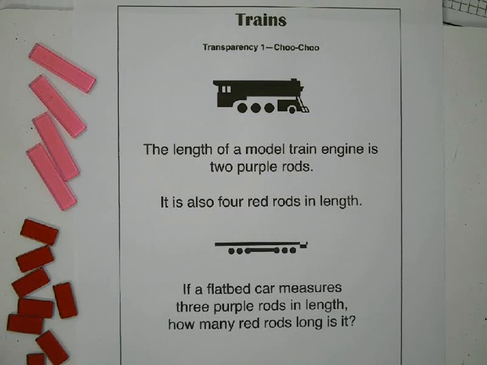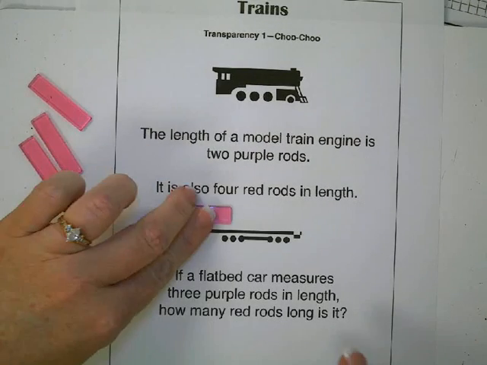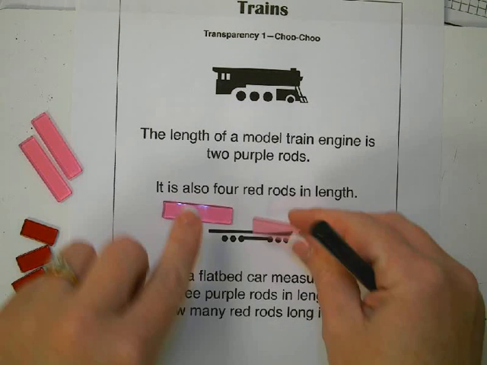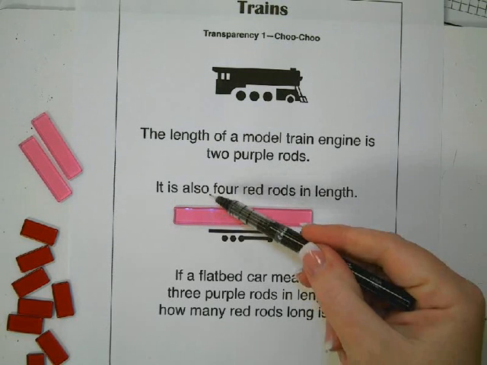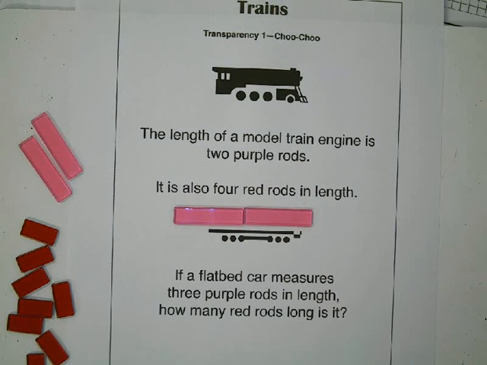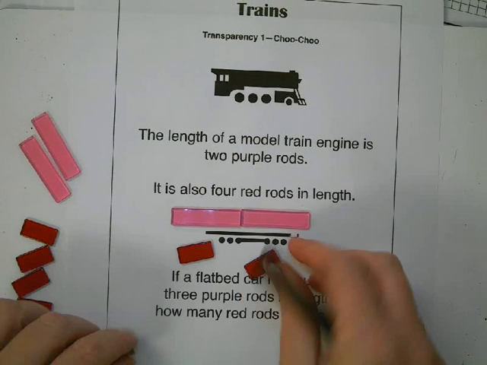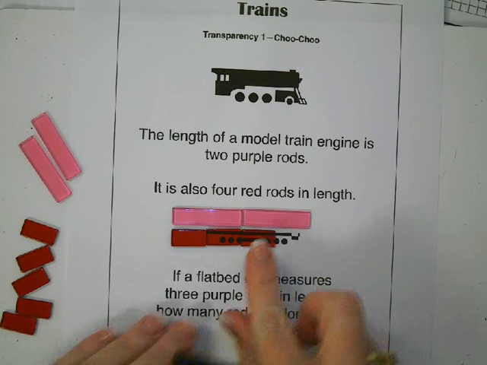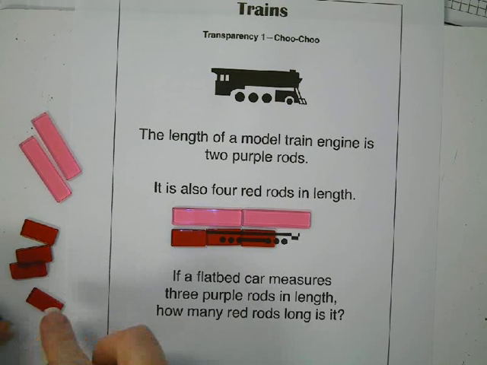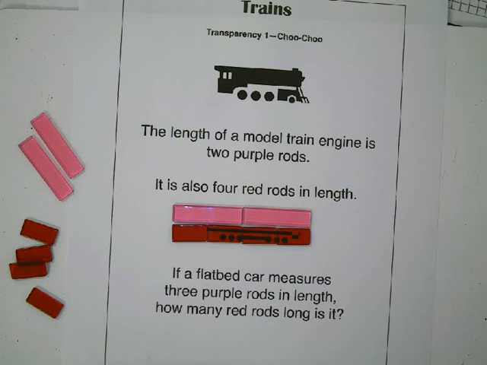Now what it says is that the model train engine is 2 purple rods. So I'm going to put my 2 purple rods right here to demonstrate that. And then it says right here, it is also 4 red rods in length. My reds, I noticed, are a little smaller, so I'm going to put those reds right underneath. It says that that model train is also 4 reds. Hopefully you can see that pretty clearly.